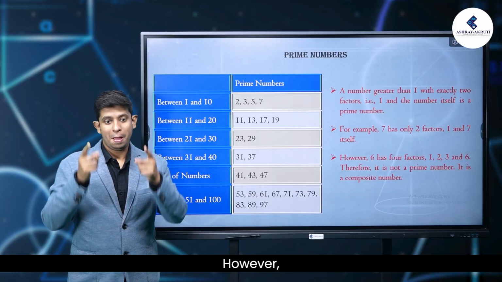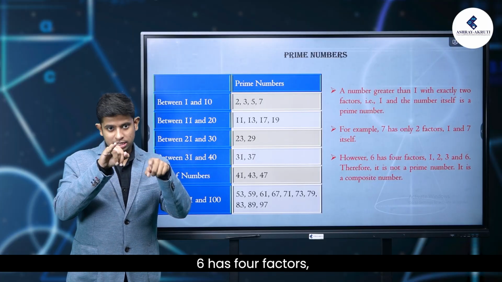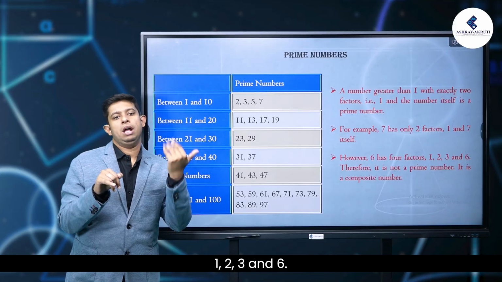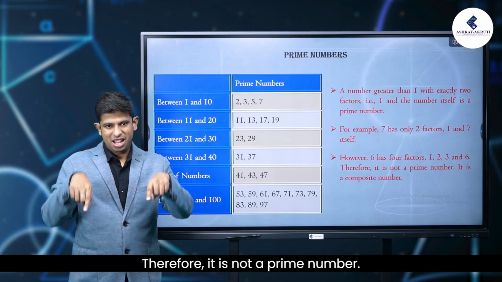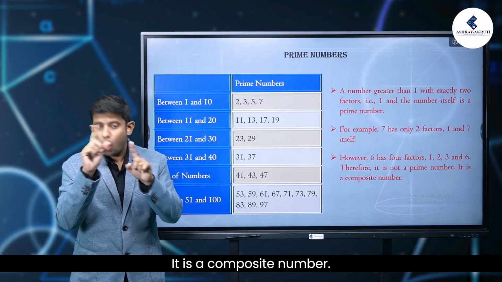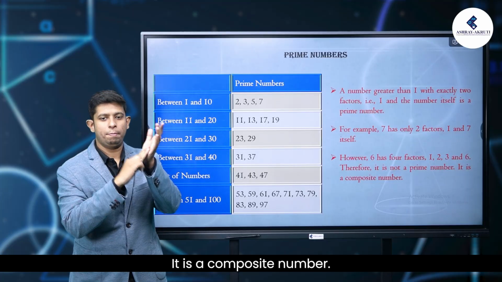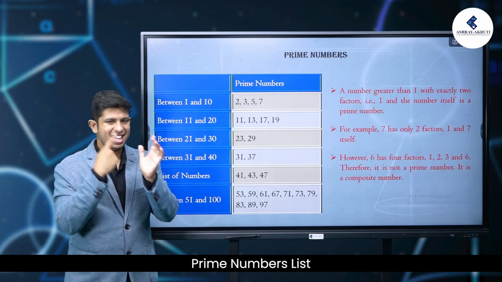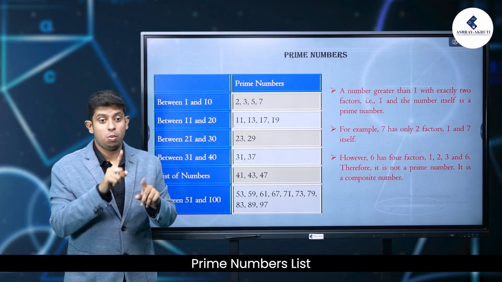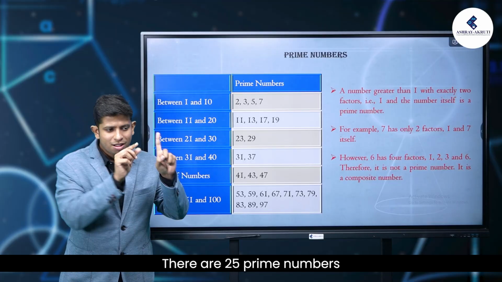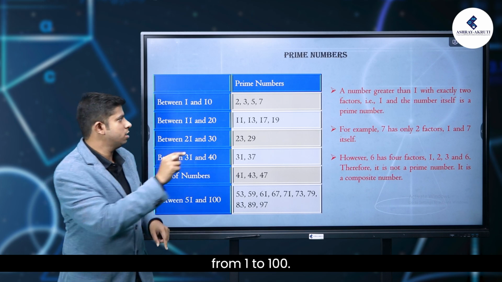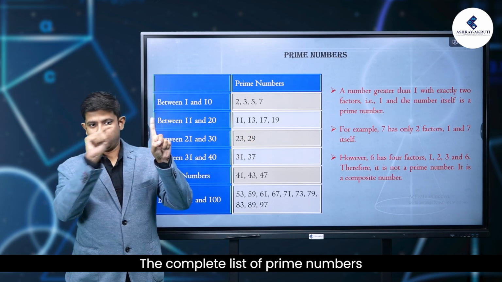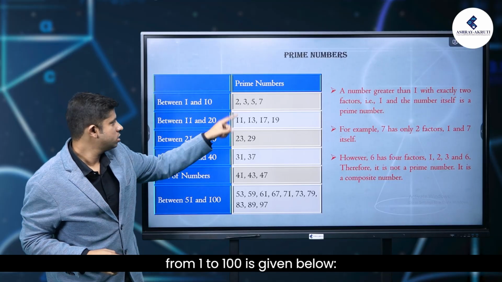However, 6 has 4 factors, 1, 2, 3 and 6. Therefore, it is not a prime number, it is a composite number. Prime numbers list. There are 25 prime numbers from 1 to 100. The complete list of prime numbers from 1 to 100 is given below.